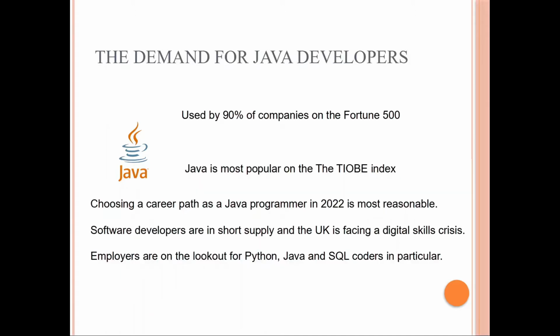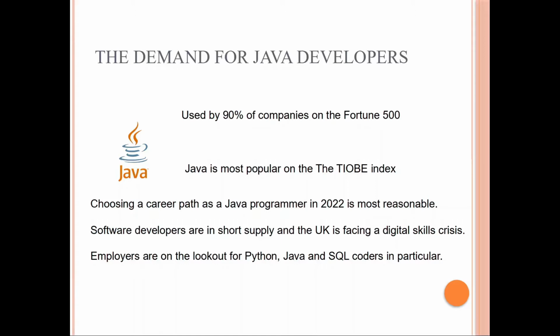You have made a good choice to consider Java as a language to learn. 90% of the Fortune 500 companies are using Java. Java is the most popular language according to the TIOBE index, and according to another index, it comes up as one of the top 3 languages. So choosing Java as a career path for a programmer in 2022 is a most reasonable decision.